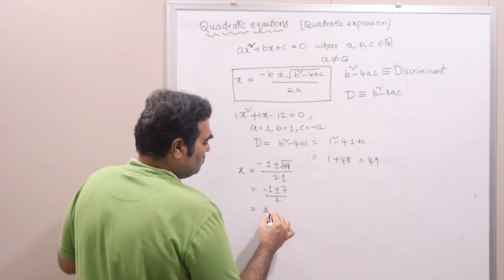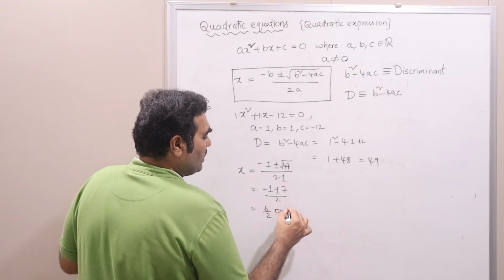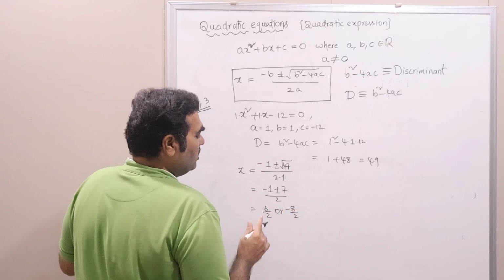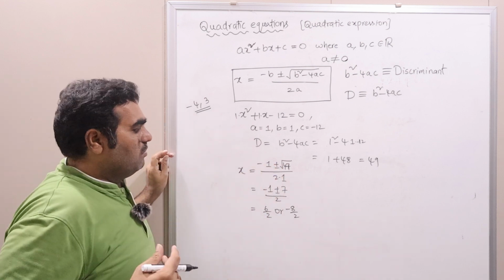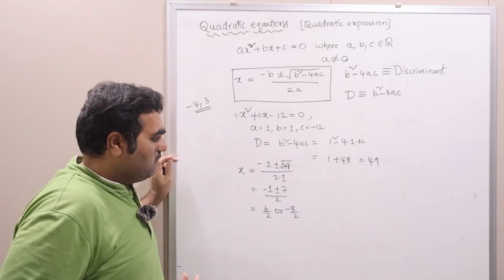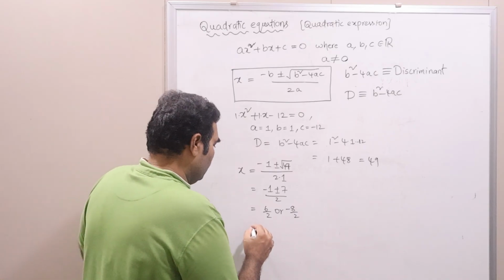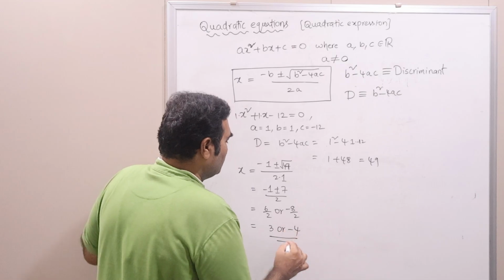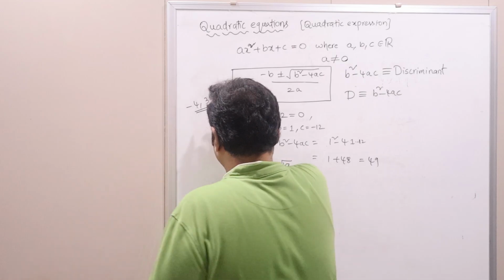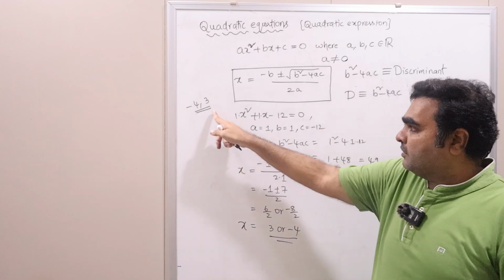6 by 2 or minus 8 by 2. Minus 1 plus 7 is 6, 6 by 2, and or minus 1 minus 7 is minus 8 by 2. Okay, and this is equal to 3 or minus 4. So these are the roots. The same roots we got here also, minus 4 and 3.